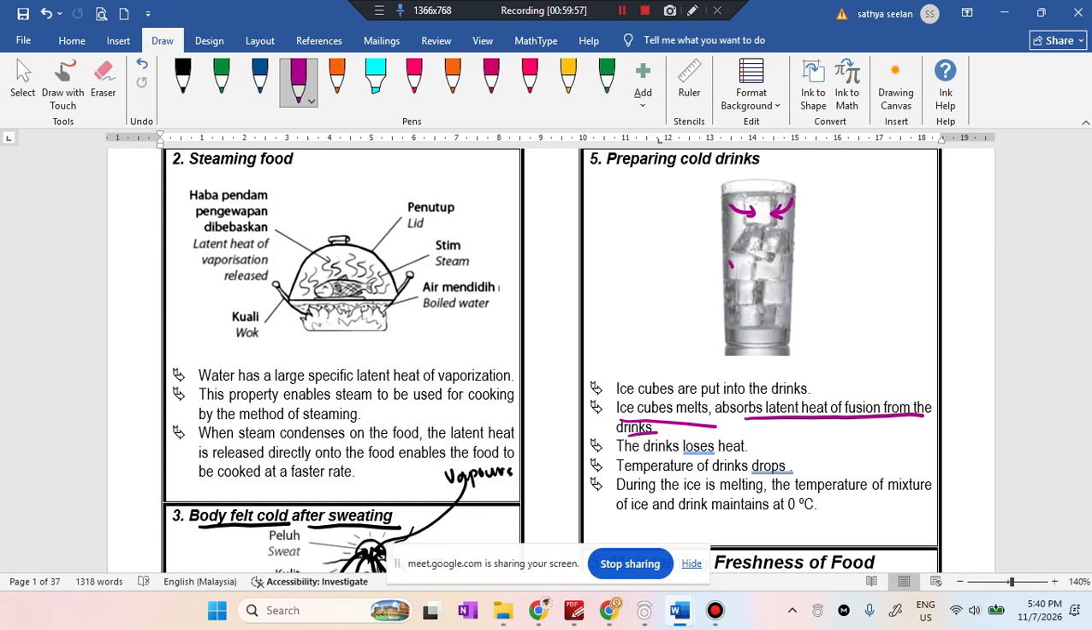Latent heat, dia buat melting untuk apa? Heat absorb kan? Dia buat heat absorption from the liquid into the ice. So latent heat is absorbed from the drink. As a result, the drink get colder. So the drink loses heat. So temperature of drink drop. So during the ice melting, the temperature of mixture of ice and drink maintain at 0 degrees Celsius. Okay, because it's a latent heat of fusion.